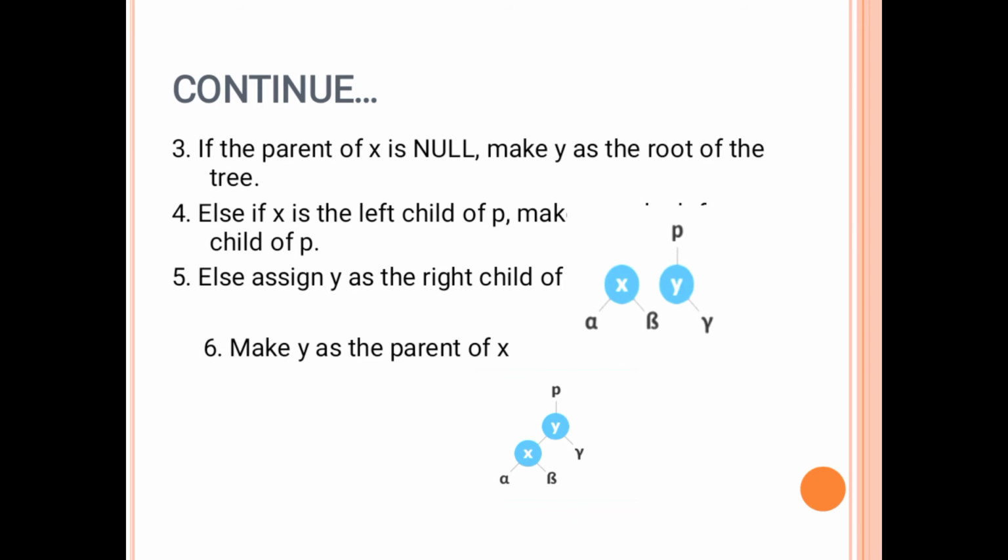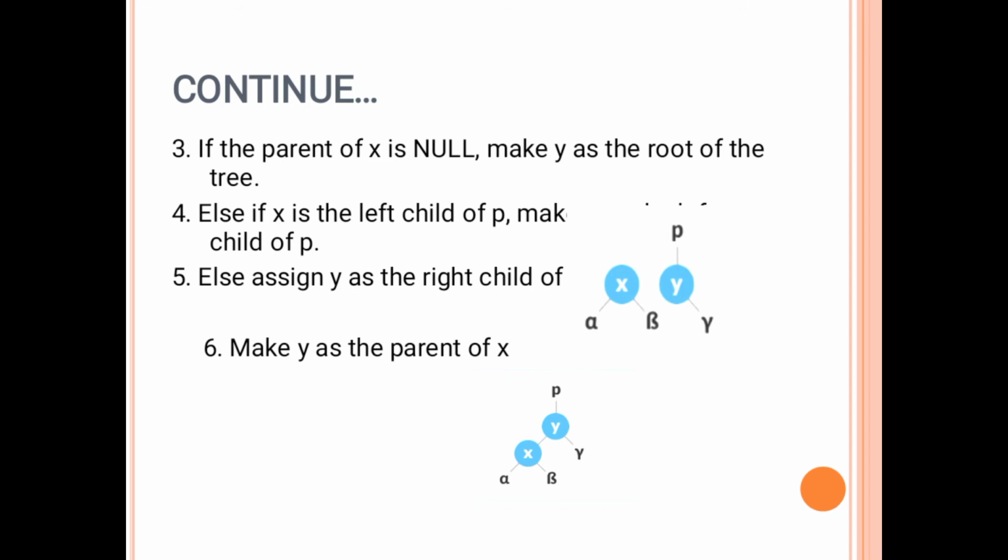Else, if x is the left child of p, make y the left child of p. Else, assign y as the right child of p. It means we have to do the same for the other children, and assign the left child of x.